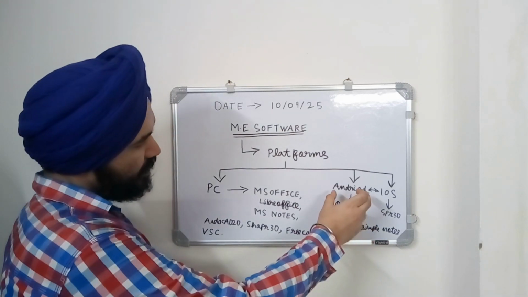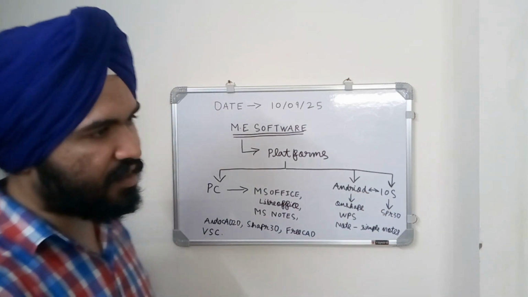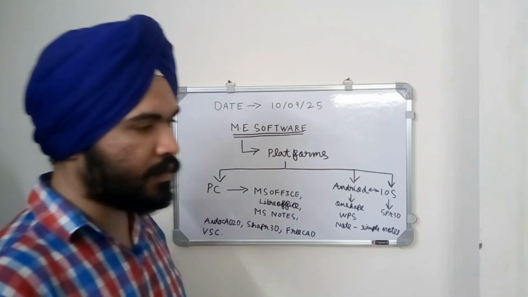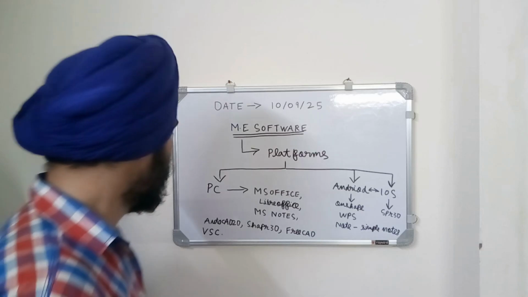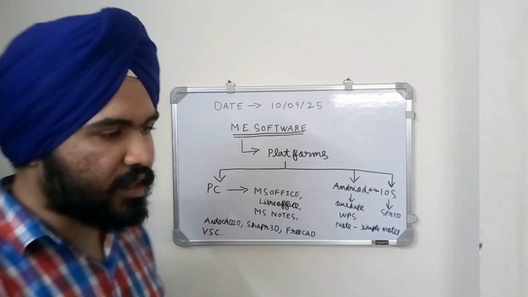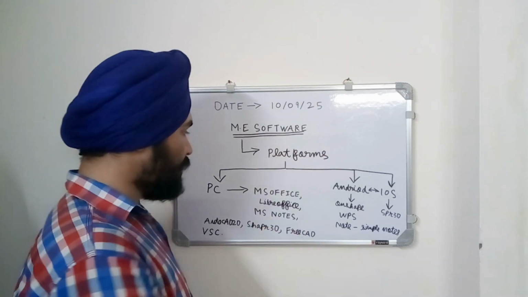And then we have Android and iOS, which I'll consider as the mobile platform, which you can take in your hands and roam here and there, travel and do the work. So on a personal computer, you should have MS Office. If you don't have this, then you can use LibreOffice.